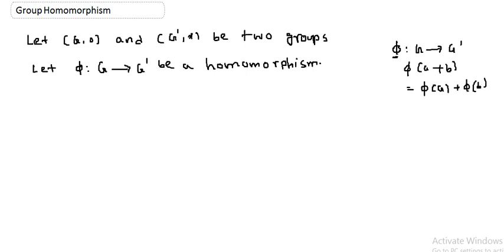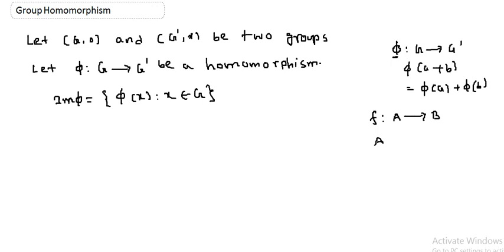Now because phi is a mapping, we can talk about the image of that mapping. So what is the image of a mapping? The image of phi is basically the collection of all the values phi of x such that x belongs to the set G. Let me recall what the image of a function is. Suppose we have a function from a set A to the set B, where A is 1, 2, 3 and B is the set a, b, c, d.